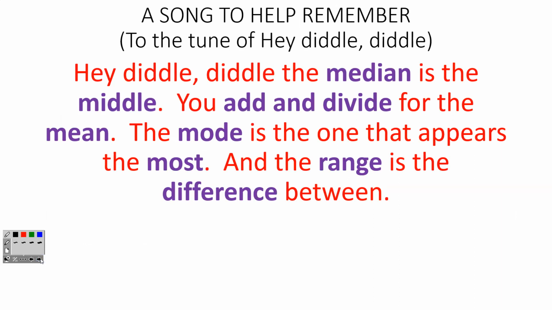And to help you out with the vocabulary, this seems to help quite a bit because a lot of people tend to get these vocabulary words mixed up. So it's a song that's to the tune of Hey Diddle Diddle. Hey diddle diddle, the median's in the middle. You add and divide for the mean. The mode is the one that appears the most, and the range is the difference between. So, hey diddle diddle, the cat and the fiddle, you know. So it just kind of sounds like that.